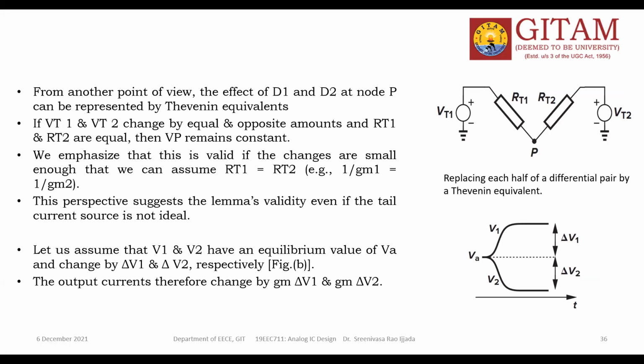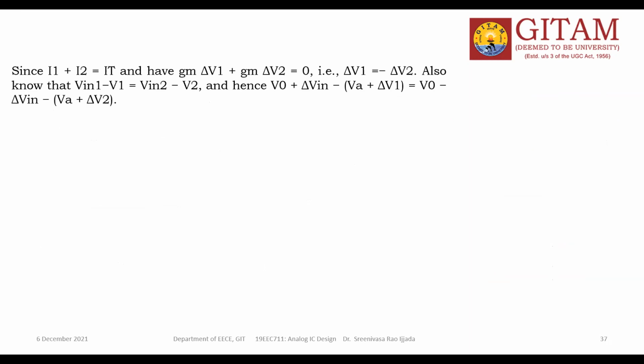For M1, the current ID1 is equal to GM1 into delta V1. For M2, ID2 is equal to GM2 into delta V2. If both the devices are the same, then GM is the same: GM1 is equal to GM2 is equal to GM. Got my point or not?